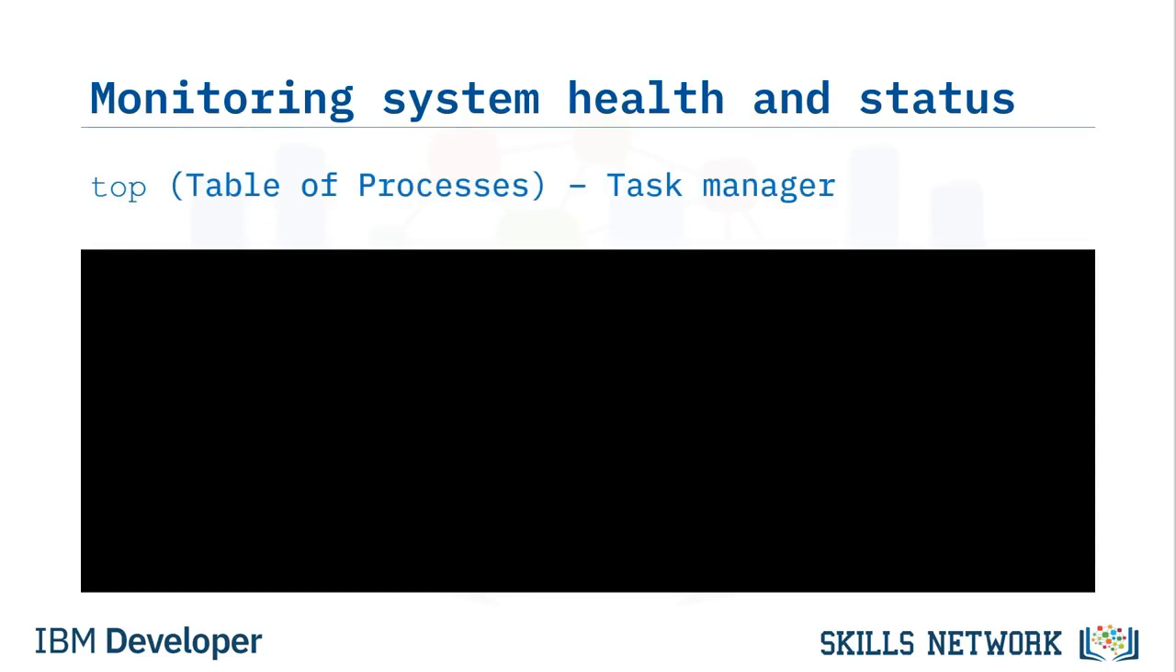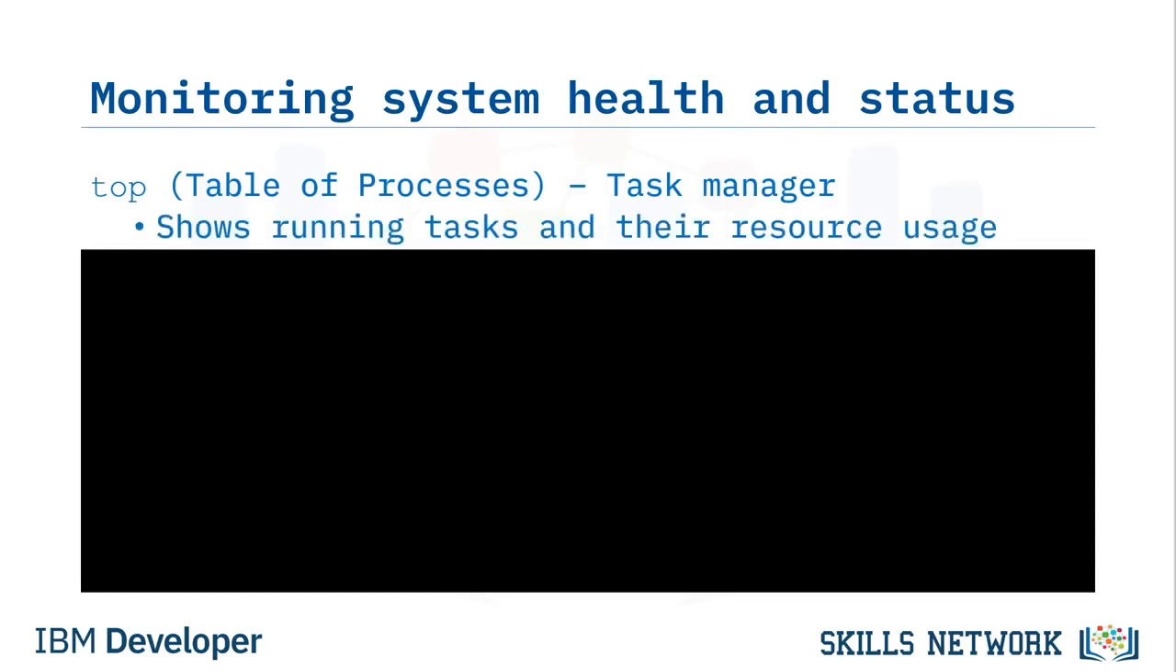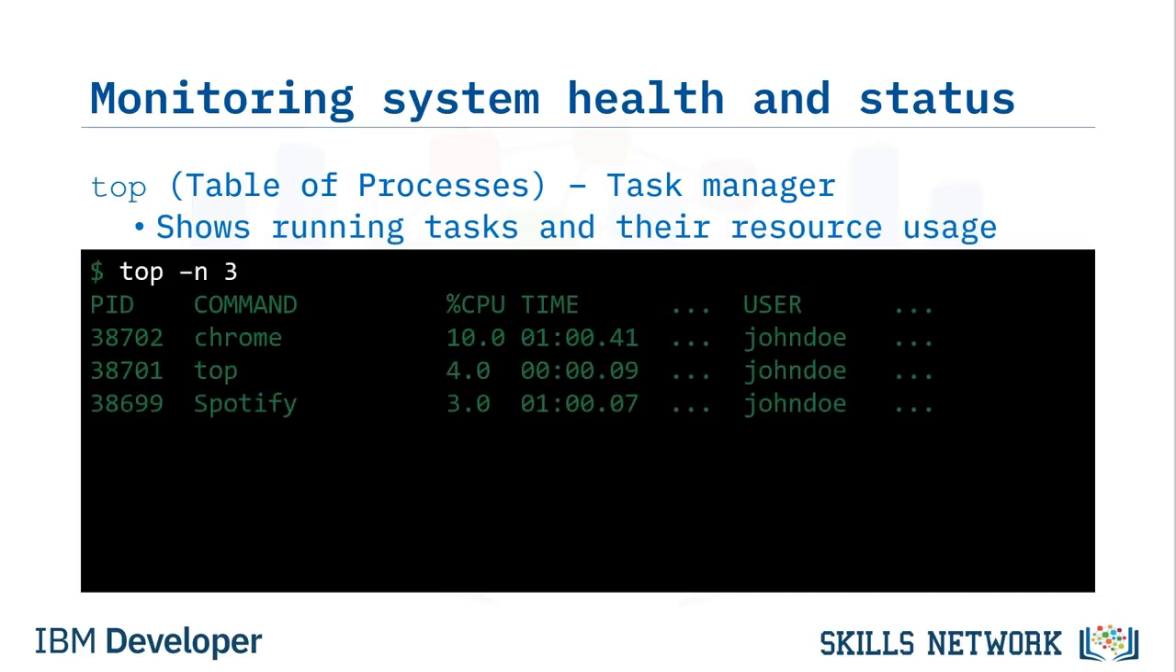The top command acts as a task manager and will show running processes and their resource usage. Here, we show a usage example with the -n option to display the top 3 running tasks: Chrome, top, and Spotify. By default, tasks are sorted by CPU usage. We simplified the output for the sake of the presentation, but top provides many other details, like memory usage and the executable file location.